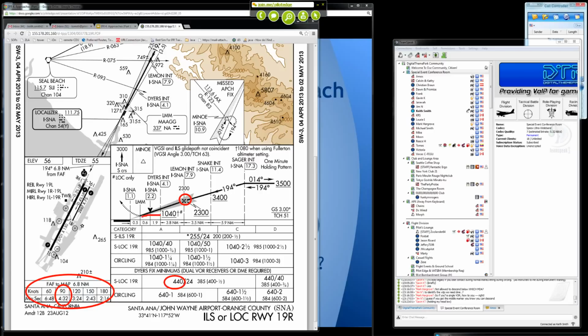Sit. And what you're waiting for is that 4 minutes 32 seconds. So you get to 432. You either see the field or you don't. You can either land or you can't. If you can't, execute the missed approach.